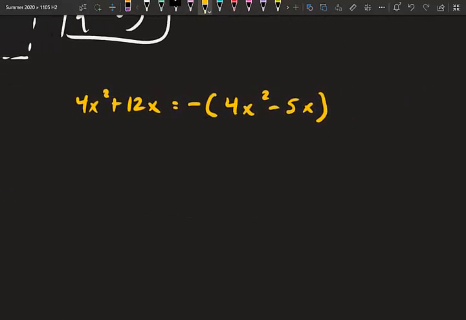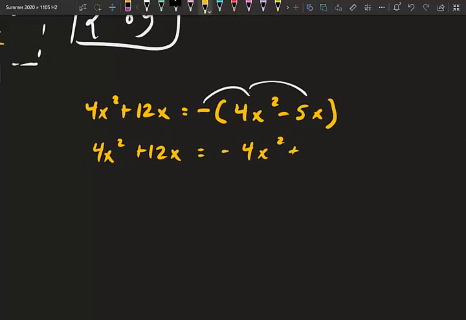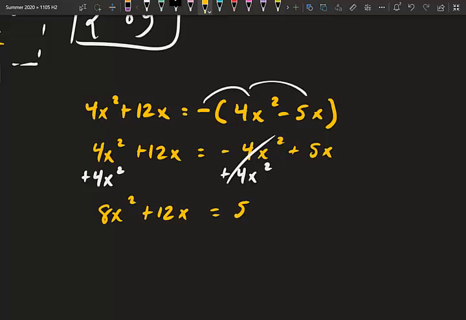All right, now let's do our second one. So for our second one, we need to distribute the negative to the binomial. So we'll have 4x squared plus 12x equals negative 4x squared plus 5x. Let's solve for x. I'm going to add 4x squared to both sides. Now I do that just because I want x's to be put together. There's also another reason why I'm doing that, but I'll tell you in a second. All right, so we simplify to get 8x squared plus 12x equals 5x.